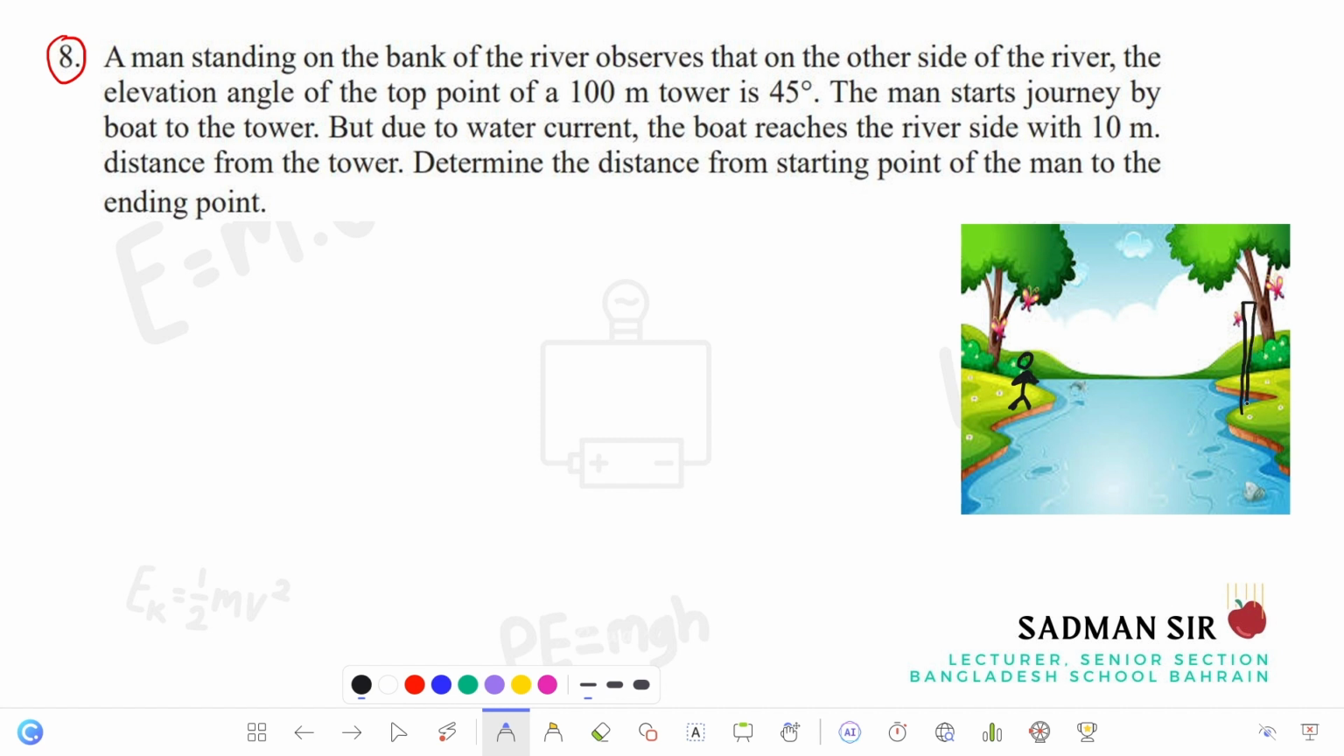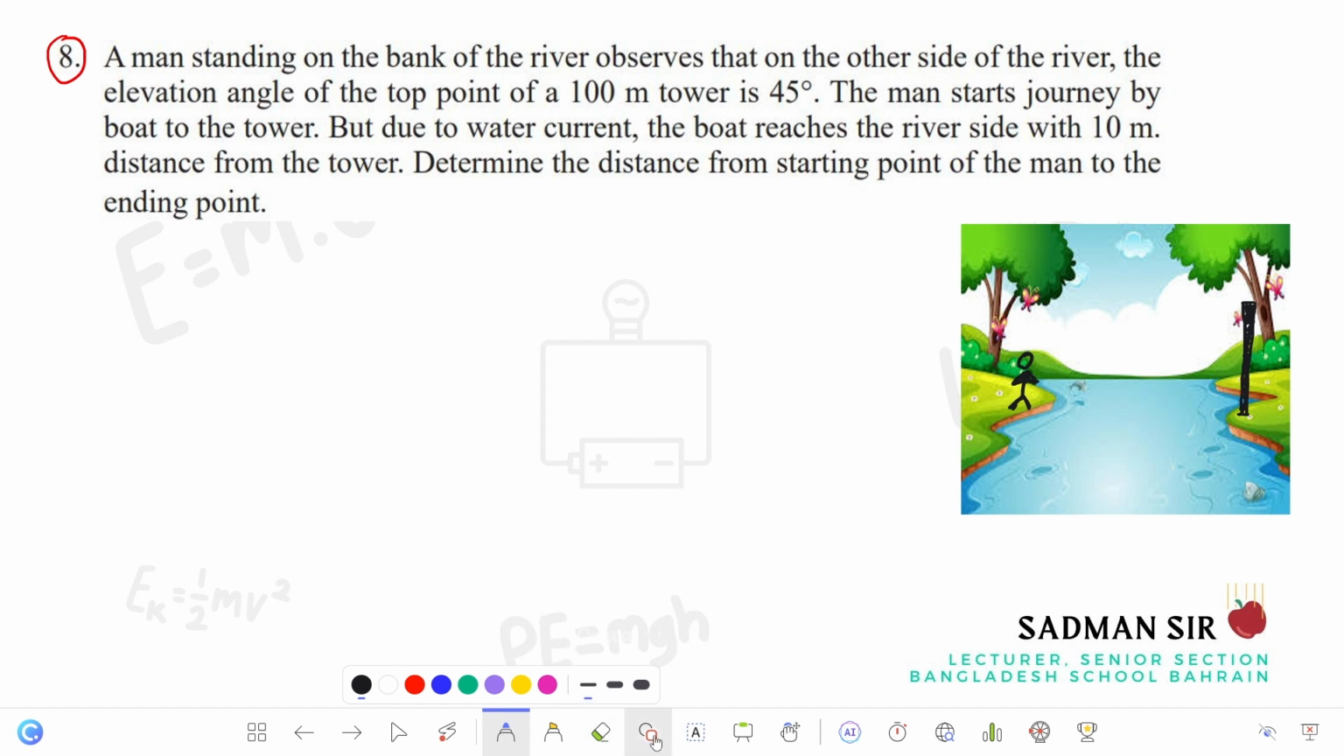Okay, so let's just assume that this is the tower. The main idea is to get the idea of the question, right? Understand the question. So this is the tower and this is the man. The tower is exactly on the opposite side of the bank to him. And the tower height is 100 meters, so this is 100 meters long. The angle of elevation is 45 degrees, at the point where the man is standing.